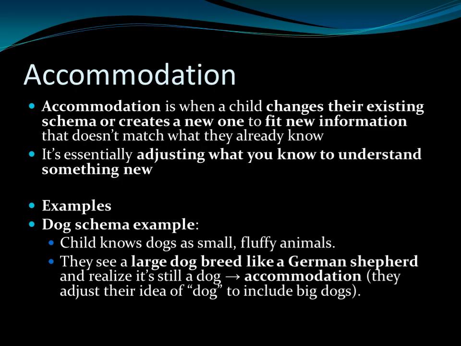And another example we can also give is birds. The child thinks that all birds can fly. Then the child sees a penguin, the child sees an ostrich, and they create a new schema. Some birds don't fly. So from the previous schema, the child knew that all birds fly. But now, in the new accommodation, the child understands that not all birds can fly. So the child creates a new schema that some birds don't fly.